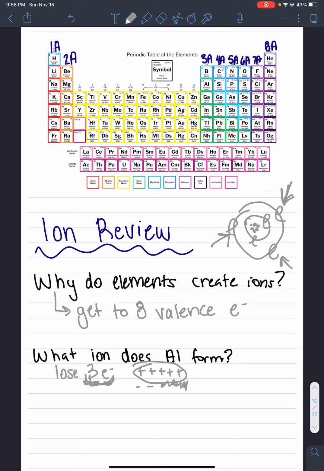So how we write that, this is kind of from Unit 1, is we write Al and then we do plus 3. And that tells us that it's Al with a plus 3 charge. So here's where you put the charge of your ion, and then this is where you put your element symbol. We're going to be doing that a lot in this class.